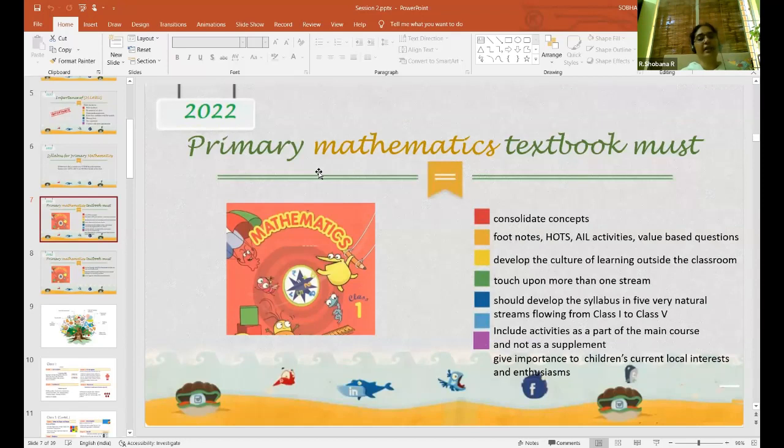And the next point, the mathematics book must touch upon more than one stream. So what do we mean by more than one stream? Even in the word problems, we say Ram has planted 8 banana trees. He planted another 9 trees here. Count the number of trees.